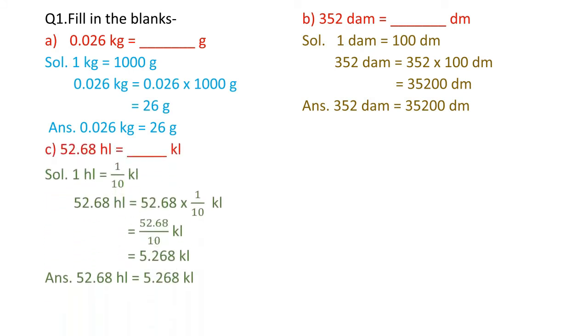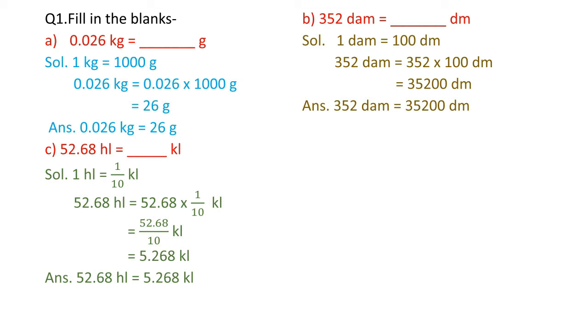Taking another example, 52.68 hectoliter equals dash kiloliter. Now we need to convert hectoliter into kiloliter. We can see that hectoliter is a smaller unit and kiloliter is a bigger unit. So converting a smaller unit into a bigger unit, we need to divide. And kiloliter is 10 times greater than hectoliter. So the relation between them is 1 hectoliter equals 1 by 10 kiloliter.